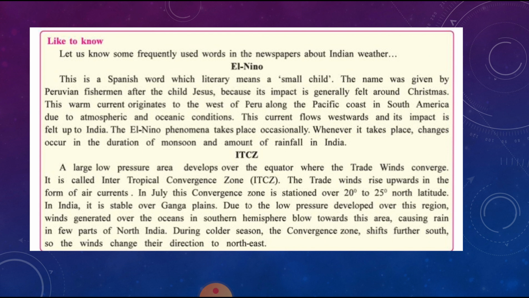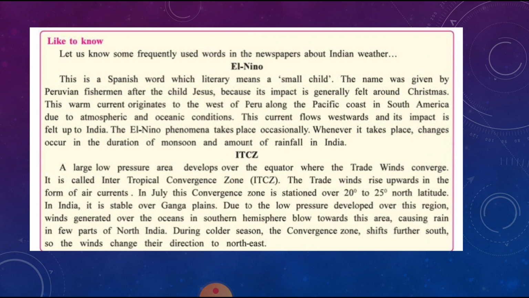Now we will see the ITCZ. See, the full form of ITCZ is Intertropical Convergence Zone. A large low pressure area develops over the equator where the trade winds converge. See, the area encircling the earth near the equator where the northeast and southeast trade winds converge is known as the Intertropical Convergence Zone, that is called ITCZ.